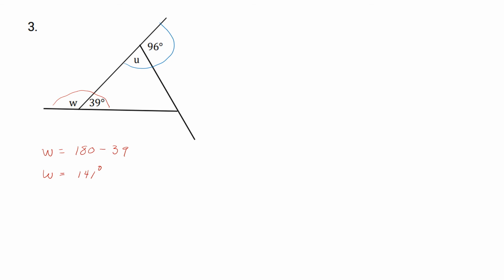Okay, then U is going to equal 180 minus the 96. Oops, that's a W, silly. U is going to equal, my pen's whacking out. All right, U is going to equal those two, subtracted. You can put your answer in Schoology, see if you got it right or not.